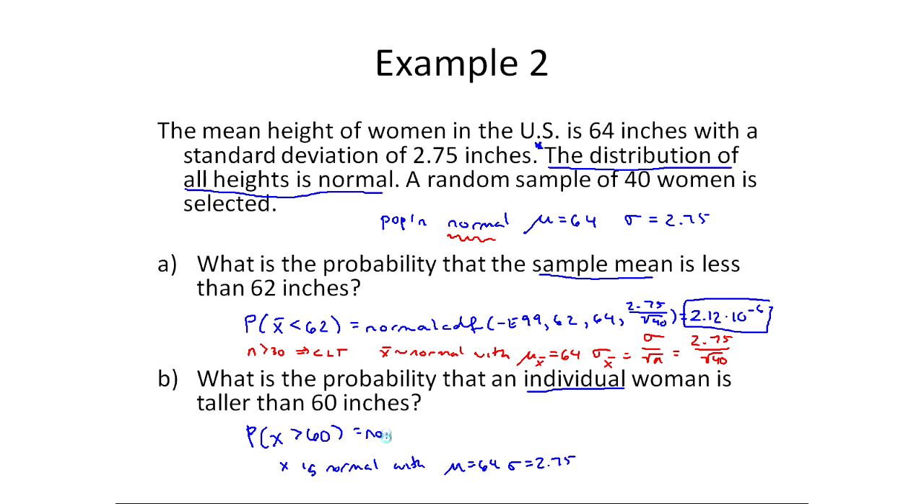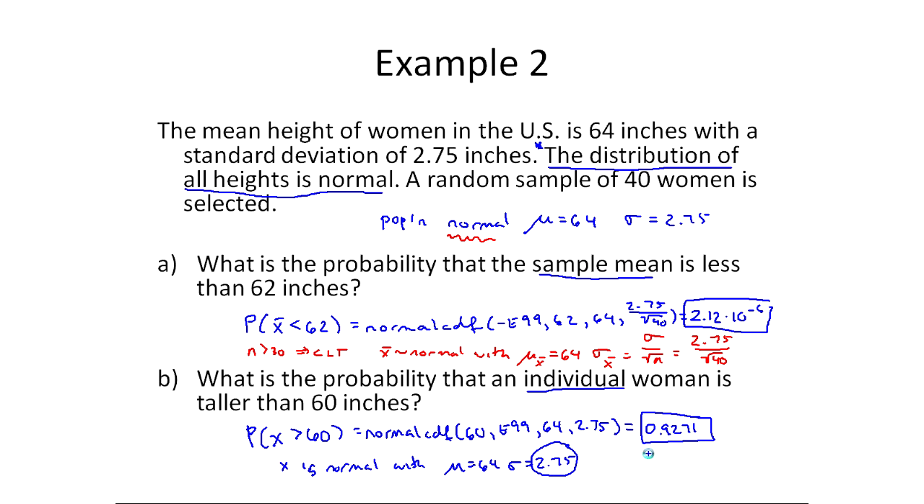So in this case, this would be normal CDF of 60 up to E99 for a right-hand cutoff. The mean is 64. And the standard deviation this time, because I'm talking about an individual value, I use this. Standard error only goes with the sample mean. And this time I get a probability of 0.9271. So in other words, it's very likely that we'd see an individual person taller than 5 feet. But if you were to look at perhaps the sample being like this, you might get a different answer. And so that's all about the sample distribution versus the population.